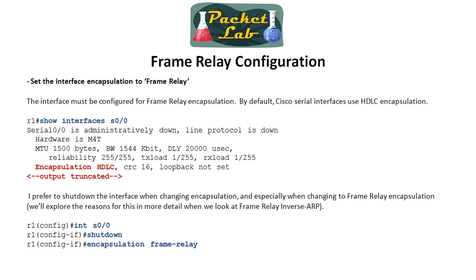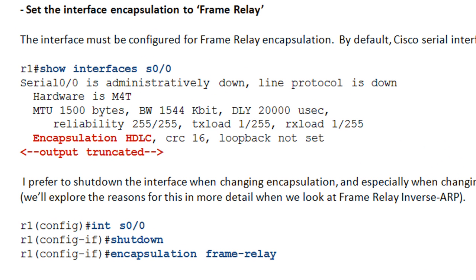Bear with me. First thing you're going to want to do is set the encapsulation type on your interface to frame relay. By default, serial interfaces on a Cisco device are going to be set to HDLC. And you can verify that with a show interfaces and then specify your serial interface. And here you can see the encapsulation is HDLC. The command to set the encapsulation to frame relay is very simple. It's simply encapsulation frame relay. Make a note here that I do like to shut down the interface prior to making any encapsulation changes.